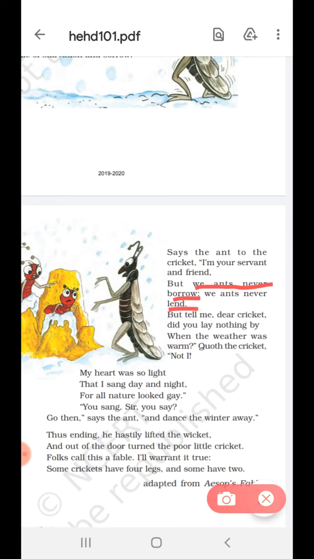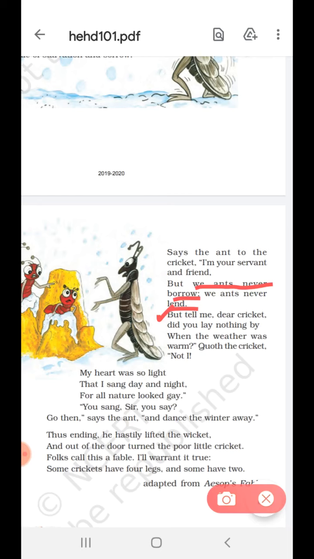Clear? Okay, now. But tell me, dear cricket, did you lay nothing by when the weather was warm? Quoth the cricket, not I. So here it means that the ant further asked the cricket what he had been doing when the weather was warm enough for him to work hard and save some food.